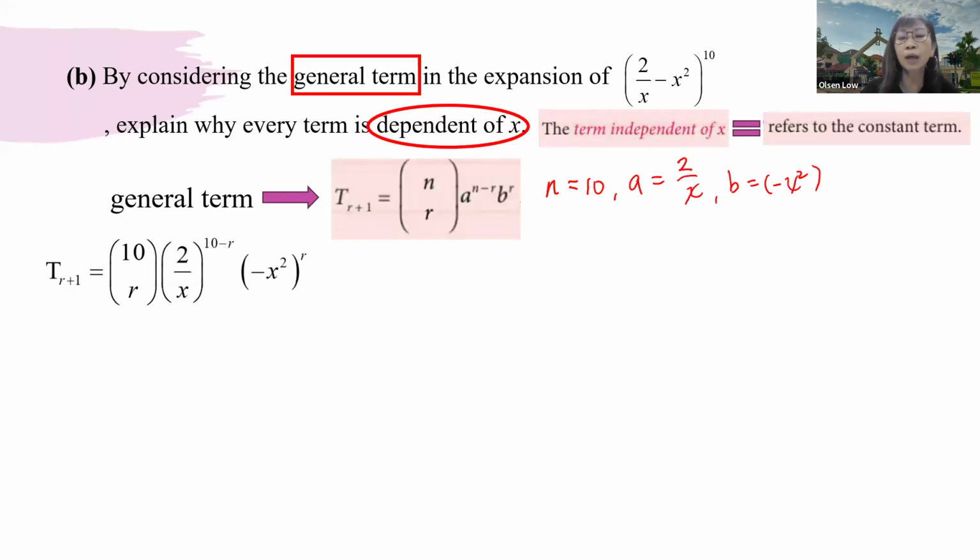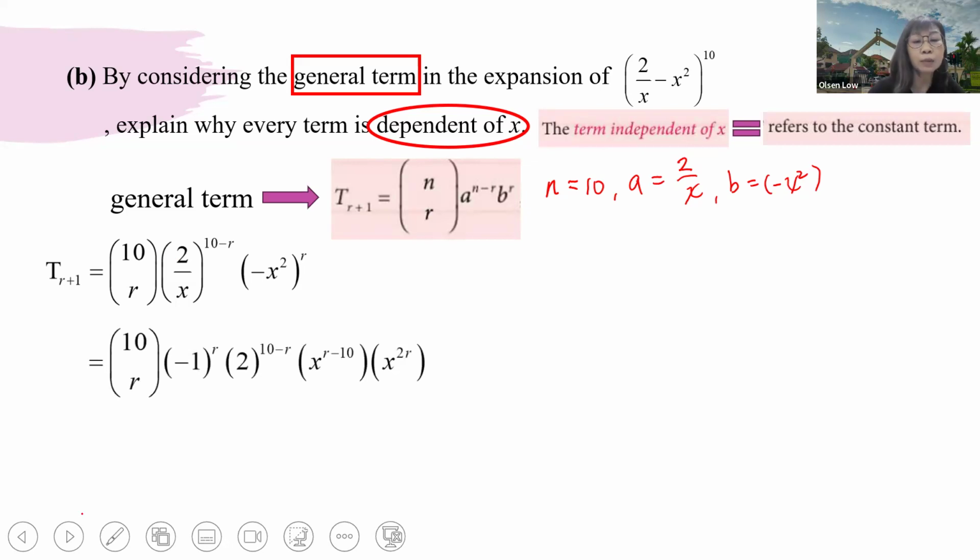With this, I sub in the n, a, and b. I sub a and b into the formula. So this is what I get. When I move on and sub inside, I will get this. Some of you may say, hey, how does it derive to this?